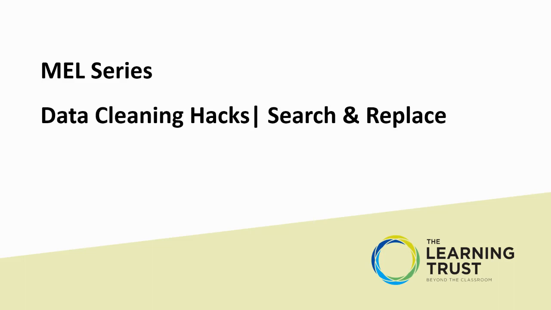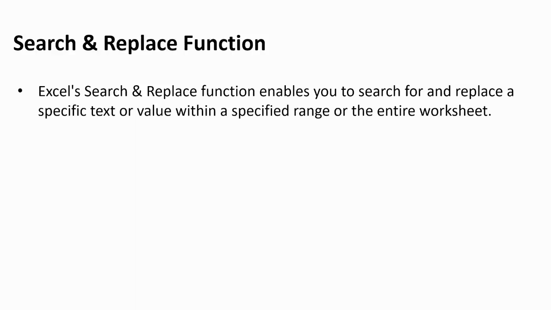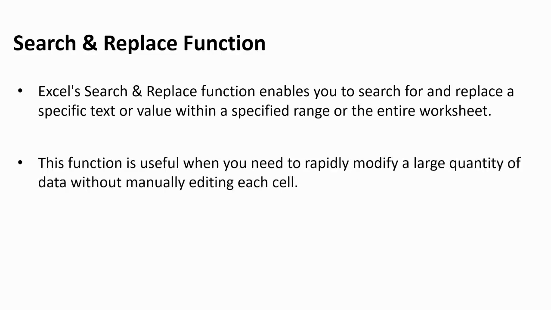Today we discuss another data cleaning hack that relates to data consistency, which is the search and replace function. The search or replace function in Excel allows you to search for a specific text or value in a selected range or the entire worksheet and replace it with another text or value. This function is useful when you need to make changes to a large amount of data quickly without manually editing each individual cell.